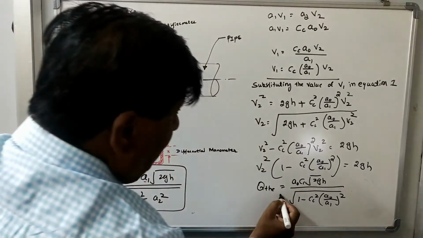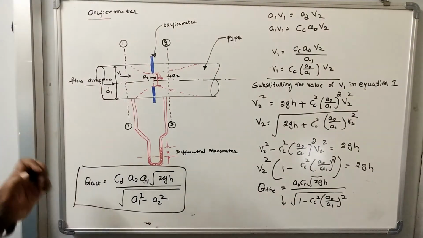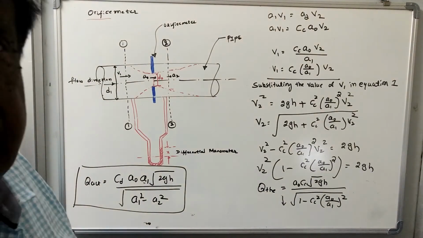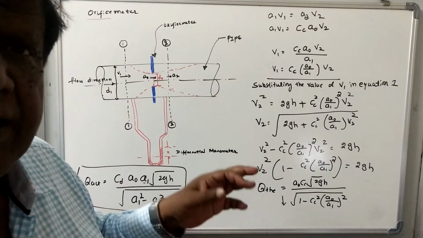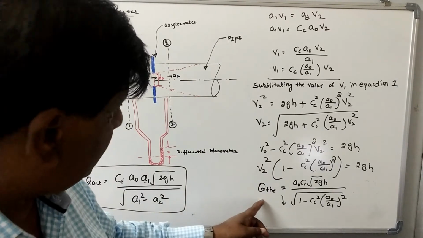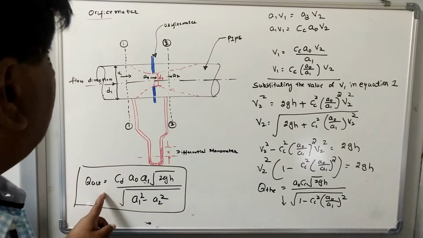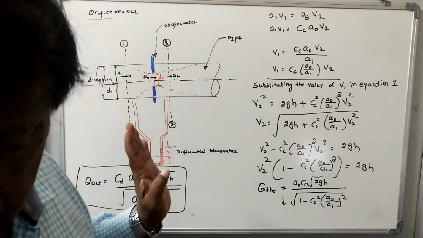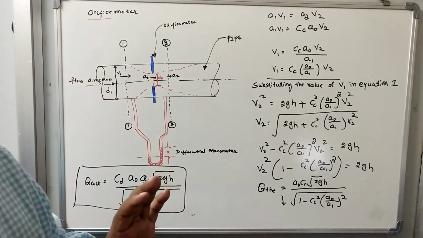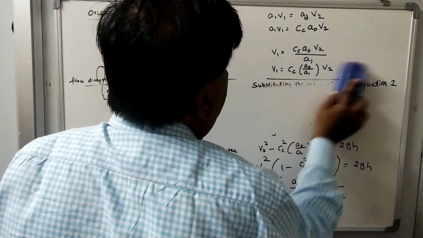To simplify this equation, please refer to the notes where the simplification is explained step by step. If you follow those steps, you will get this actual discharge. So this is the equation for the orifice meter. Now we will solve one simple problem on this orifice meter.